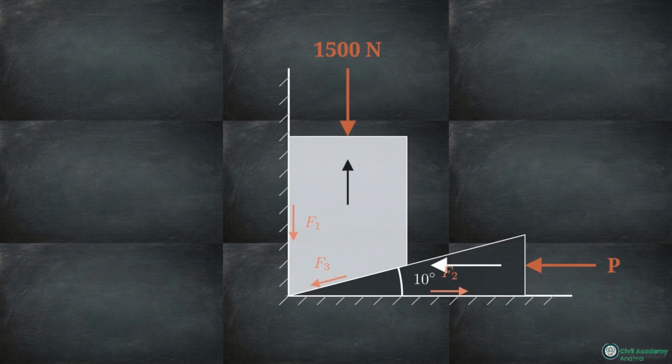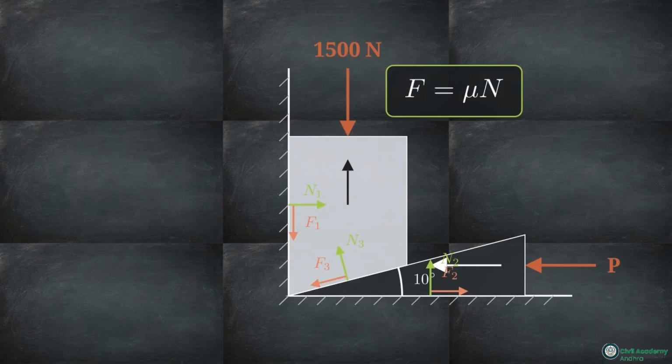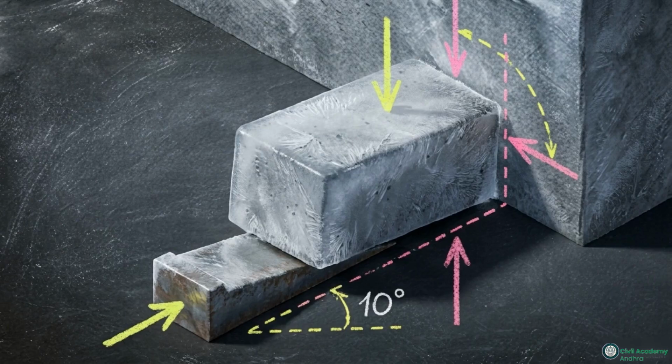At this threshold, friction reaches its absolute limit, which we calculate by multiplying the normal force by the coefficient of friction, mu. To find the minimum effort required to push this wedge, we must analyze the entire mechanical system frozen right at this boundary of maximum friction.